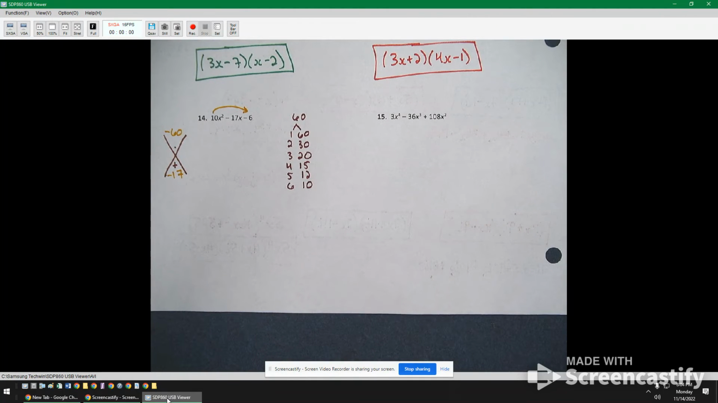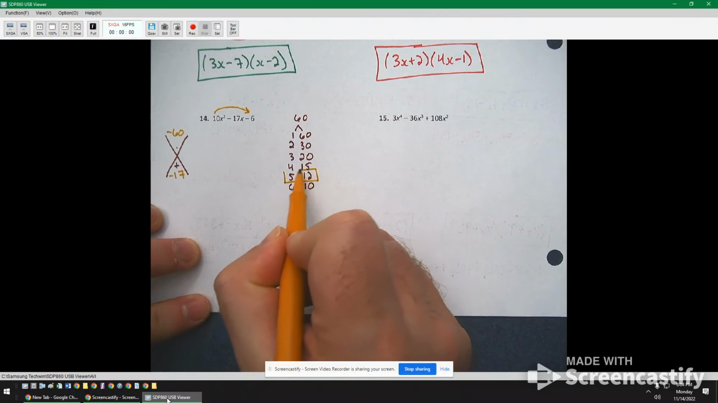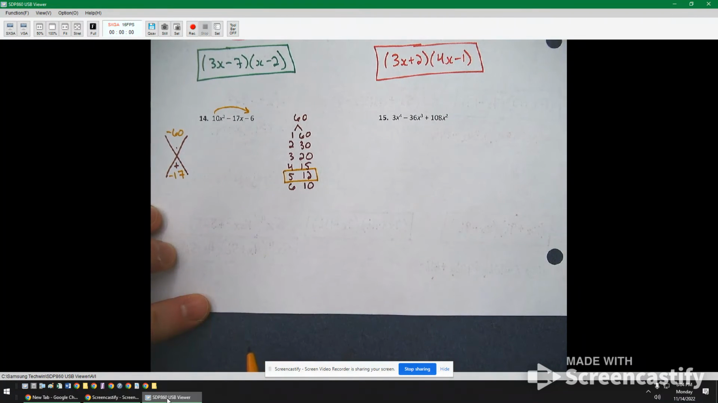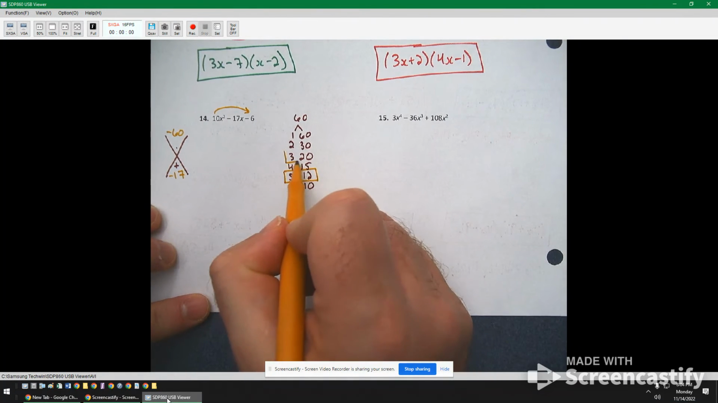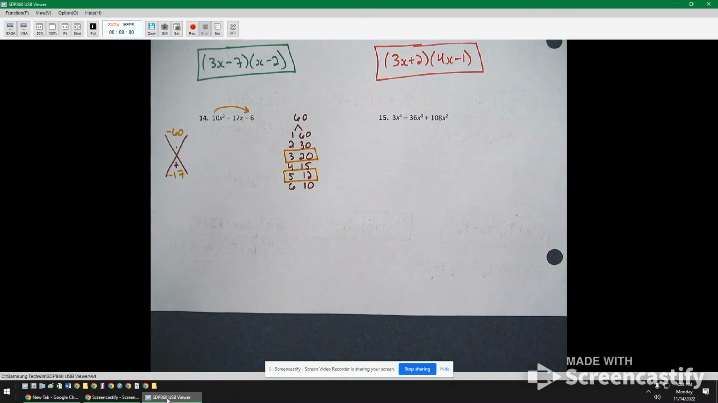Now, the reason I said this is sneaky is because what is 5 plus 12? 17. What is 20 take away 3? 17. Now, look, it's not a matter of just guess and hope for the best. You have to pick the specific one that works for this problem, and there is a specific one.